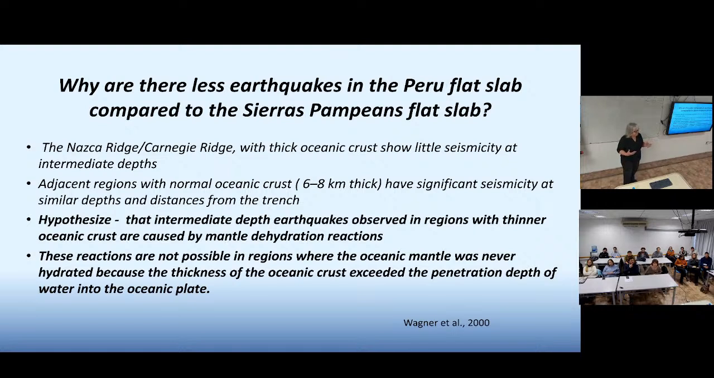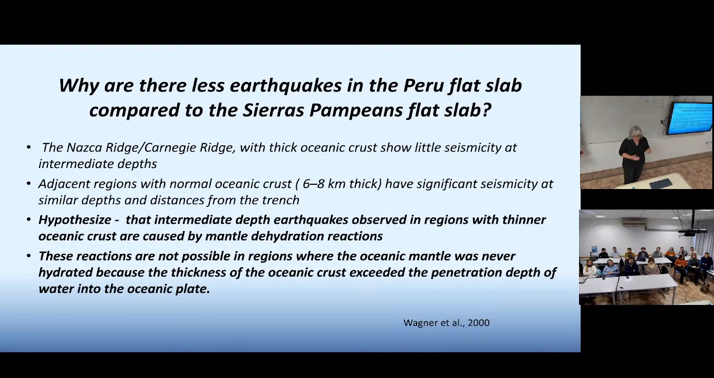read it. I think the difference in earthquakes in the Peru flat slab and the Sierras Pampeanas is really important to understand. And with Laura Wagner, we wrote a paper in 2000 suggesting that the intermediate depth earthquakes that you observe in regions with thinner oceanic crust are caused by mantle dehydration. But if the oceanic crust is so thick like the Nazca Ridge, then these reactions are not possible because you can't get water down into the mantle lithosphere and hydrate it because the thickness of the oceanic crust is too much. So you don't really get water down in that plate.